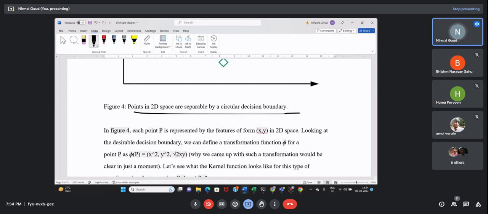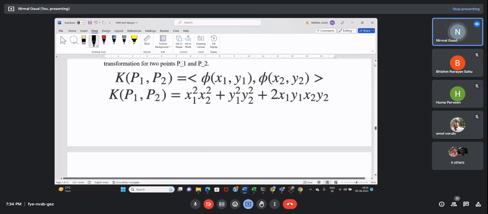So points in 2D space are inseparable by a circular decision boundary. So now what will happen? What are we going to do?